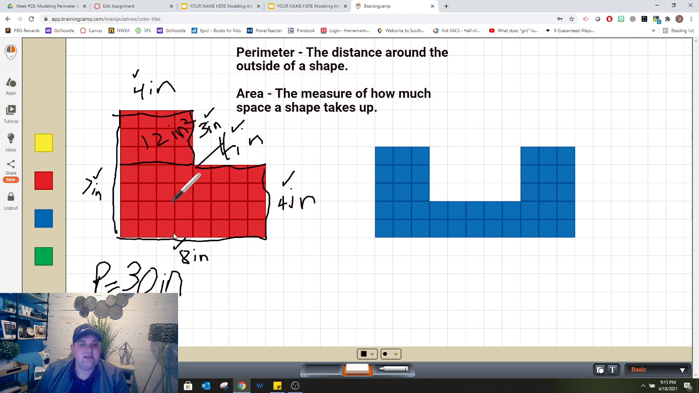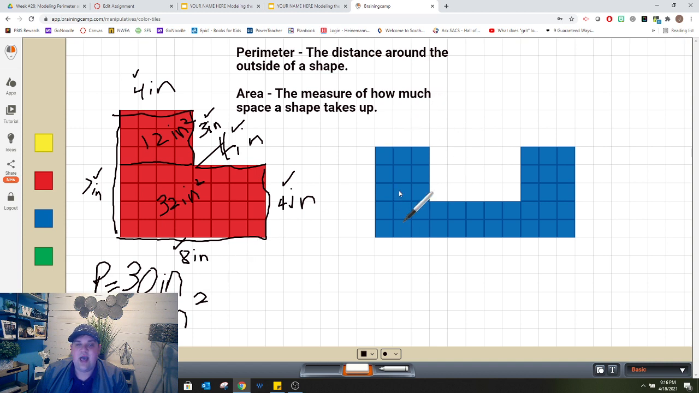Now for this rectangle, I've got 4 by 8. And I know 8 times 4 is 32 inches. And I could check that by adding all of these together. And if I counted each of these squares, I would also get 32 inches squared. So for the area of all of it, both rectangles together, I can add those together and I get 44 inches squared.